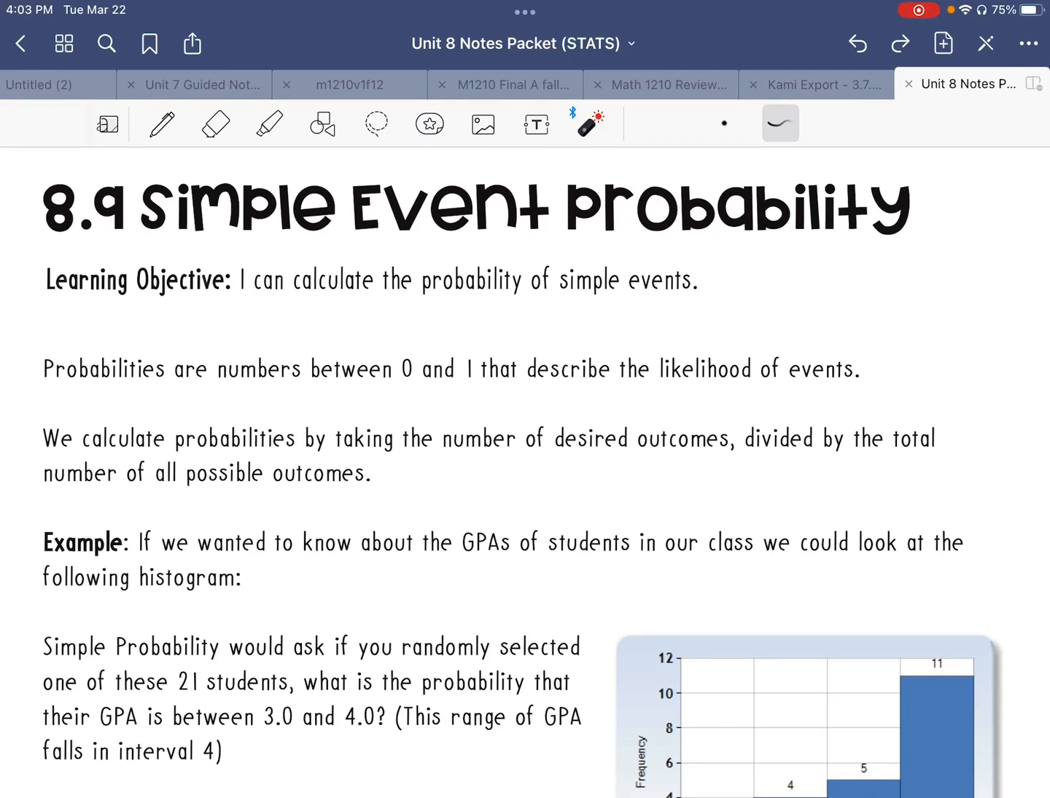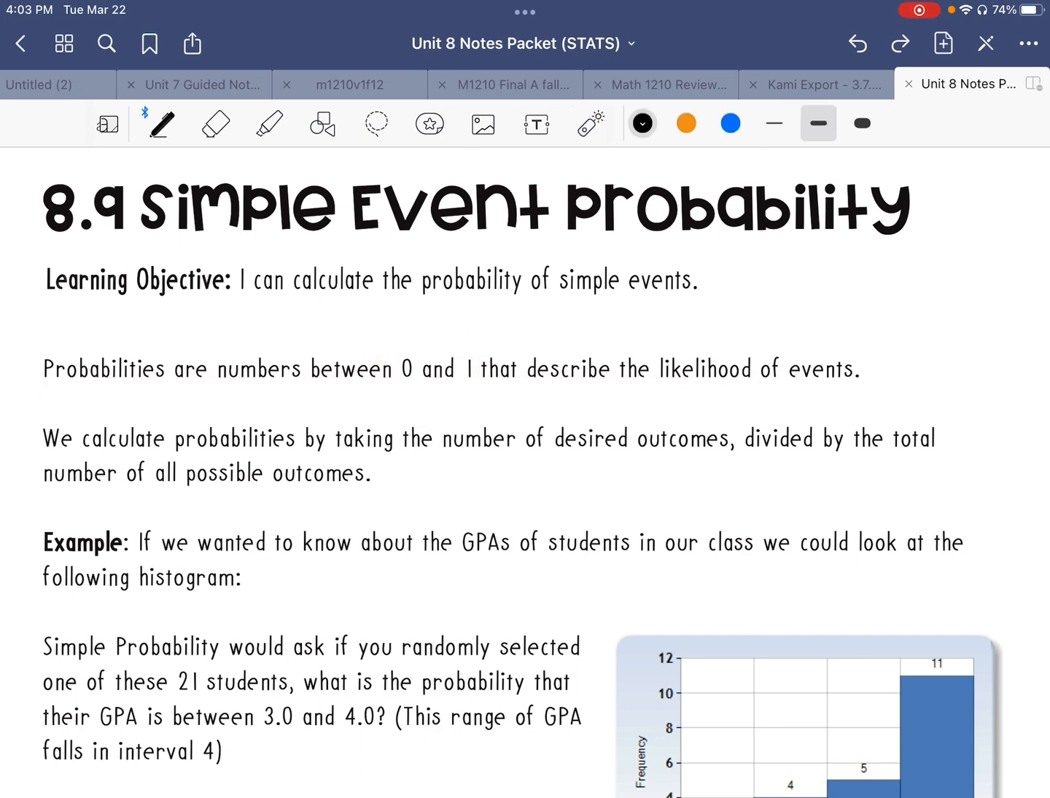8.9 Simple Event Probability. Learning Objective. I can calculate the probability of simple events. Again, probabilities are numbers between 0 and 1 that describe the likelihood of events.